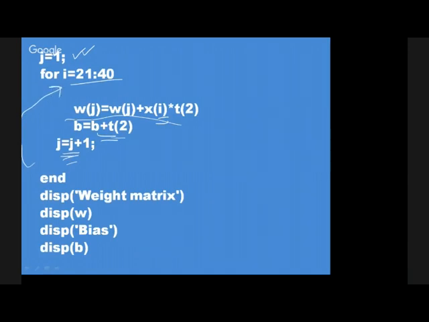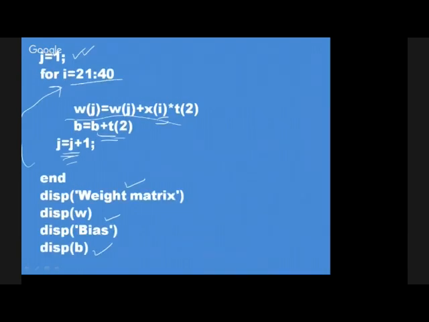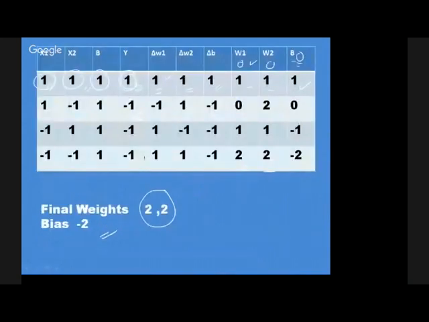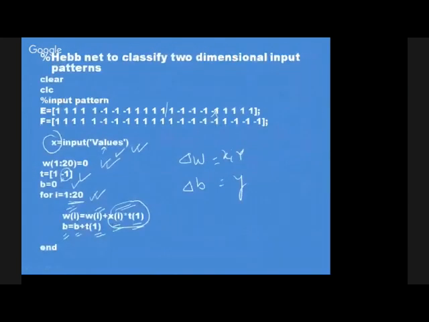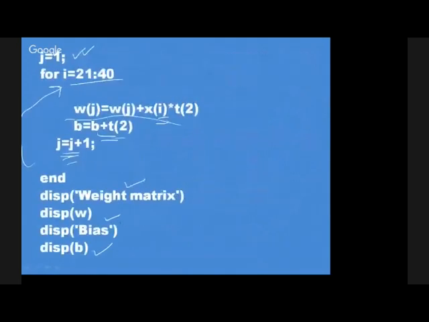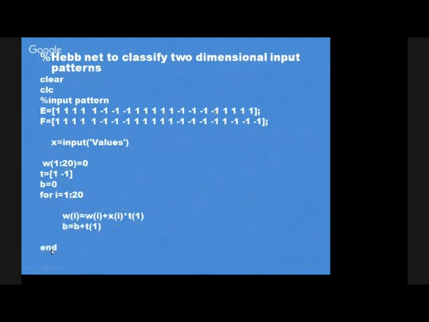Now we will describe what the weight matrix will be, what the bias will be, and display B. So we are done with the Hebbian learning method. Using the same method I have shown here, we have calculated the final weights and the final bias of the Hebbian learning method. You can try this and just write it down. I'm erasing this. You can write this, your Hebb net to classify two-dimensional input.